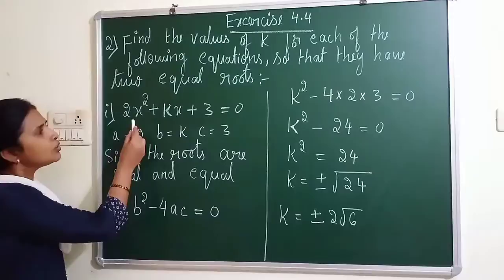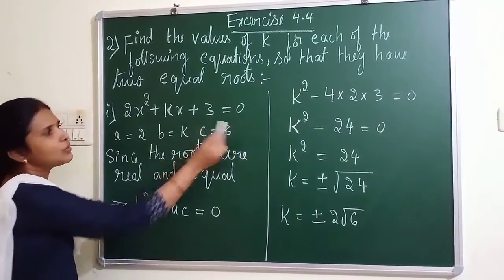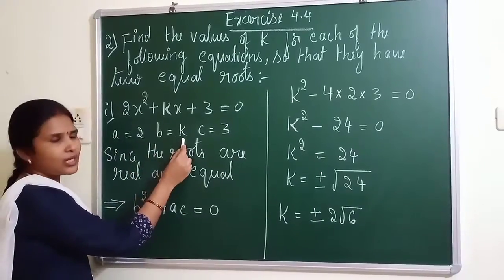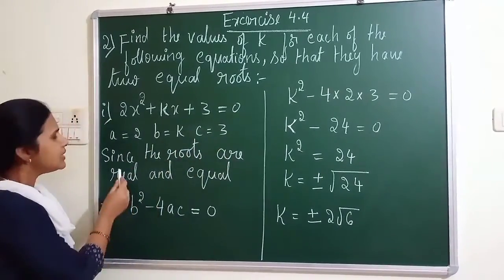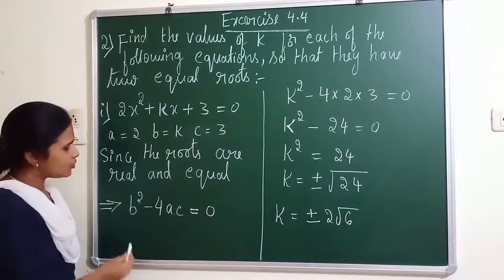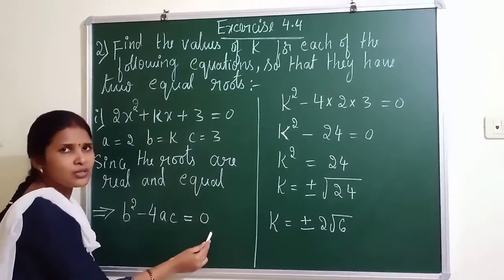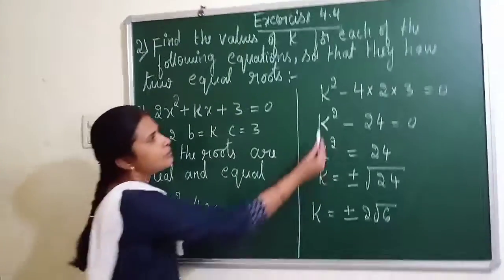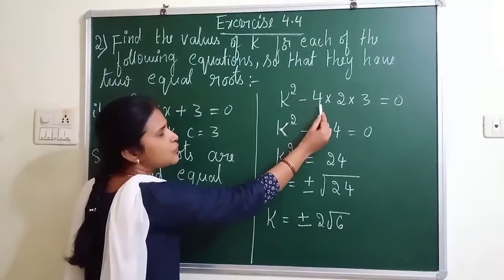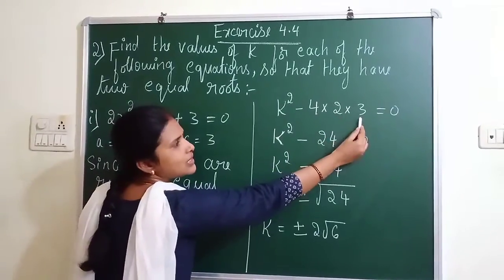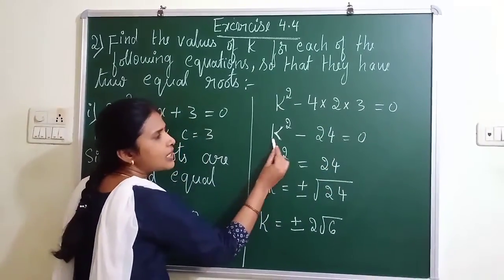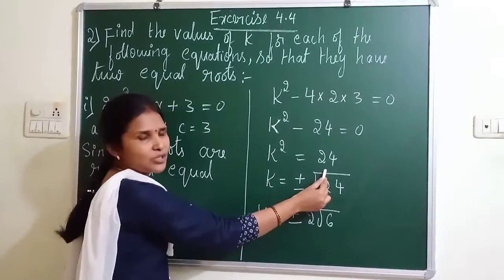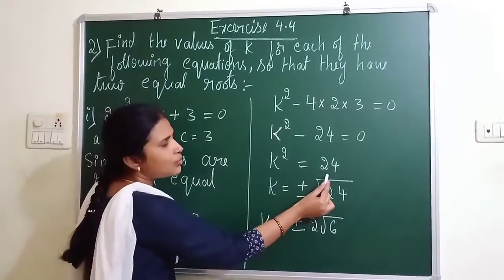The question is 2x square plus kx plus 3 equal to 0. So what is a? A is 2, b equal to k and c equal to 3. Since the roots are real and equal, b square minus 4ac equal to 0. So substitute whatever we know here, b, a and c. B is k square minus 4, a is 2 and c is 3 equal to 0. So we got k square minus 24 equal to 0. So when 24 shifts, that side becomes plus 24. So we got k square equal to 24.